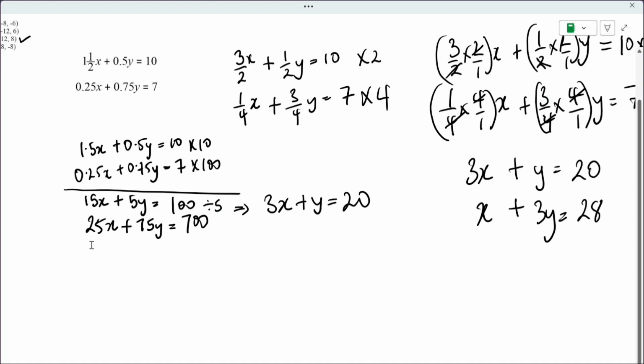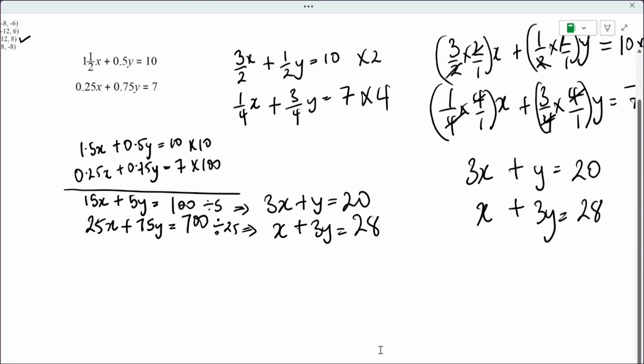Then for equation 2, they have 25 in common. So you divide all through by 25. That would give 25 divided by 25 would give you 1. So you have 1x. That's same thing as x plus 5 in 75, you would get 3. You have 3y equals 700 divided by 25 would give you 28. We can now see that this is the same as this. So if we take this to the simplest form, you get this.